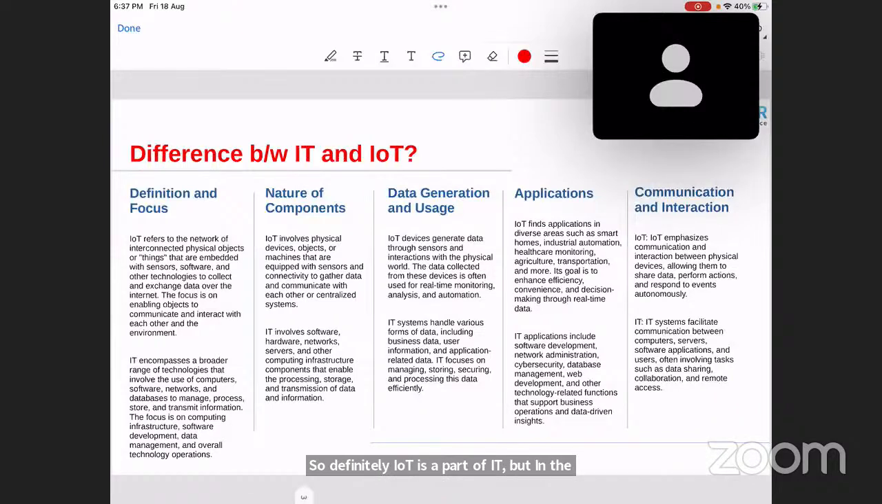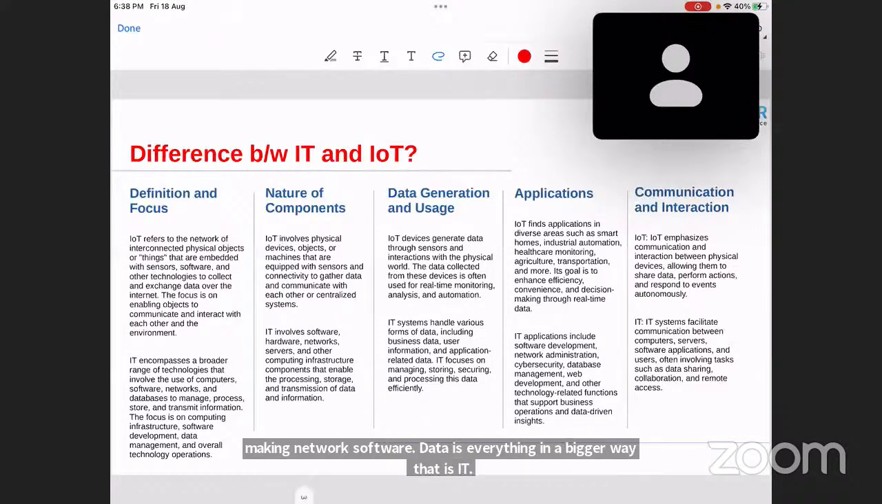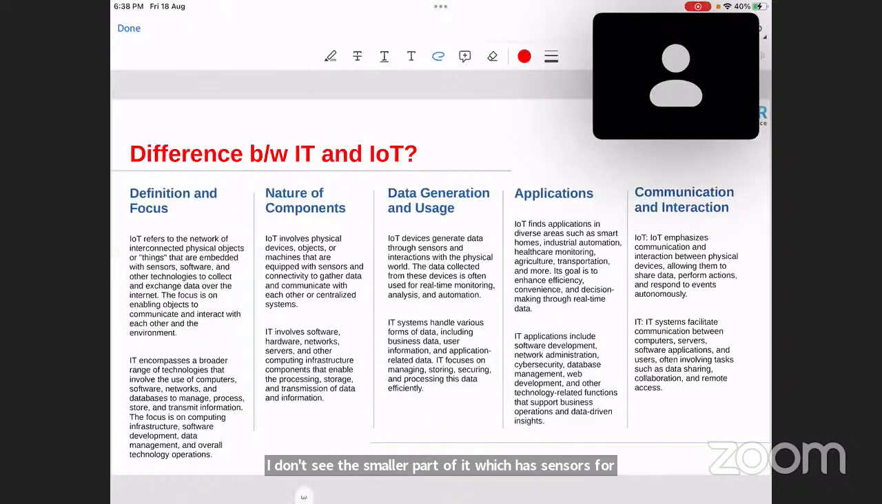I've just noted it down here that IoT refers to a network of interconnected physical objects or things that are embedded with sensors. Somebody wrote this one. Okay, IT encompasses a broader range of technologies that involve the use of computers. So this is the focus point. IoT is more about physical objects, while IT is about making networks, software, databases, everything in a bigger way. IoT is a smaller part of it, which has sensors, software, and technology, again sending data using the IoT system only.